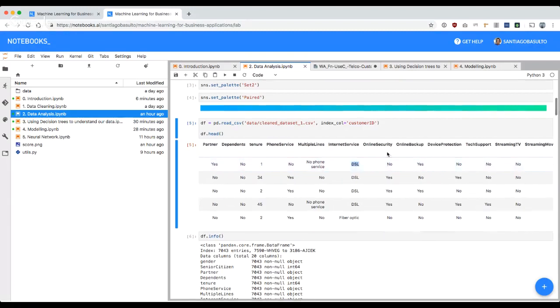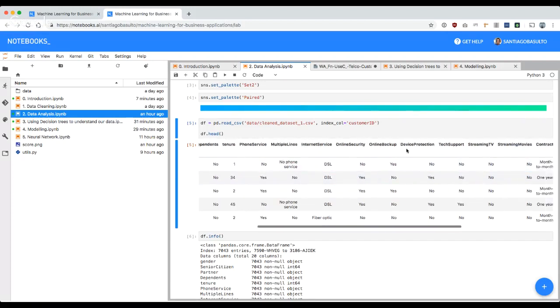Does she have online security, online backup, or device protection? These are multiple plans, or different products that this company is offering on top of the internet service. Something that I should have started with is that this is all for a telecommunications company. So think AT&T, T-Mobile, one of these are the customers that we are analyzing.